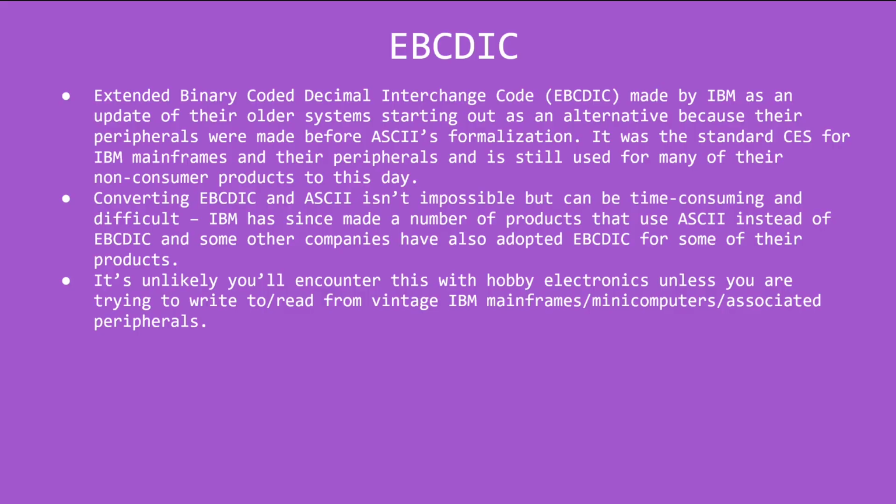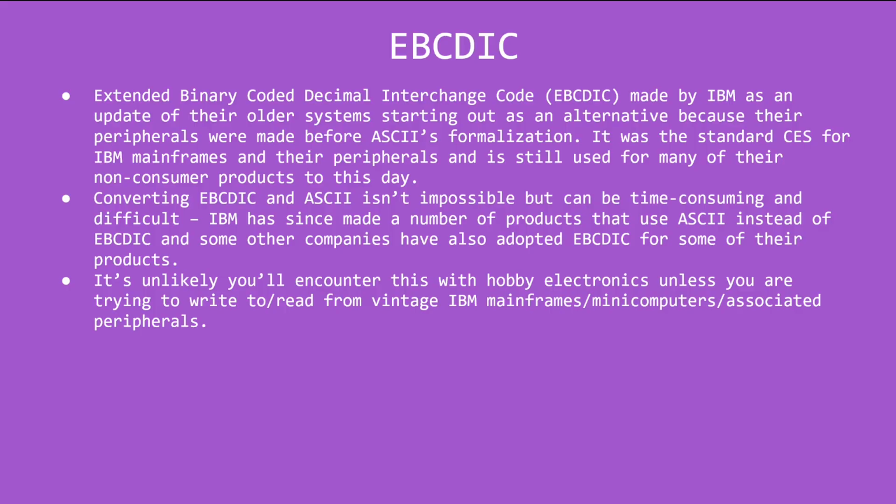And then we have EBCDIC. Now, I'm probably not going to make much use of this, but if we get videos later where we have IBM mainframe simulators, stuff that I'm just starting to learn right now, this could be important. Basically, it was an update to their older systems. These were all 6-bit systems, I believe. But this is what IBM mainframes, some of their peripherals use, even to this day. Converting it to ASCII was more difficult once upon a time, but now it's basically trivial.